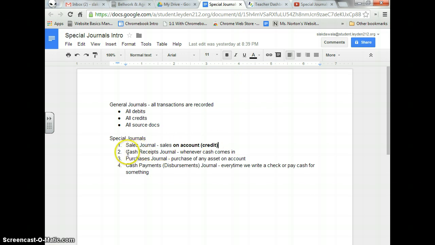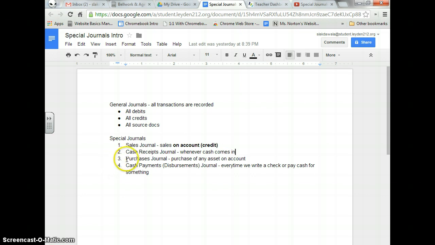The second type of journal is the cash receipts journal. Remember, when we use the word receipt, we're not actually talking about a paper receipt like from a store. We're talking about receiving cash. So whenever cash comes into a business, that is when we use the cash receipts journal.